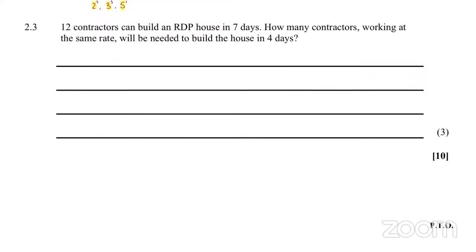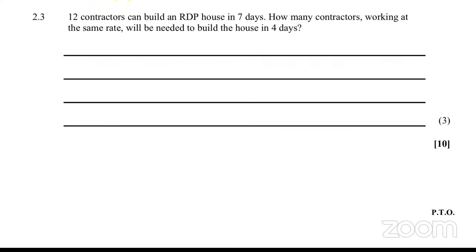2.3, worth 3 marks. It says 12 contractors can build an RDP house in 7 days. How many contractors working at the same rate will be needed to build the house in 4 days? I don't know if you recall, we did direct proportion and indirect proportion, which is what you need to identify from this question, because they're asking about the rate at which something is done. Is it a direct proportion or an indirect proportion?